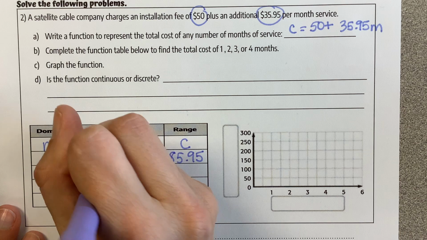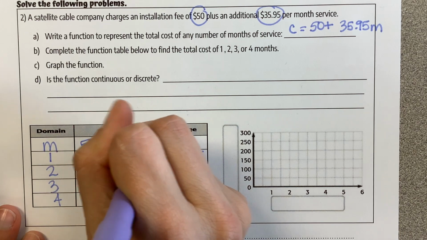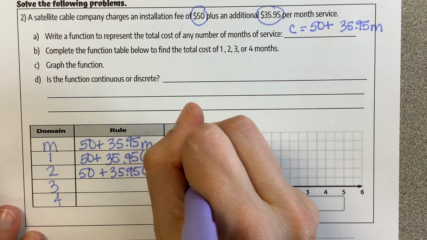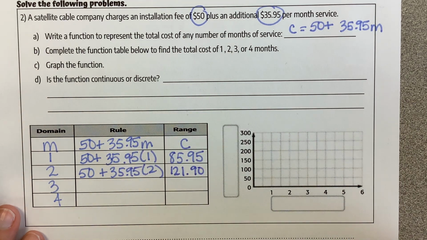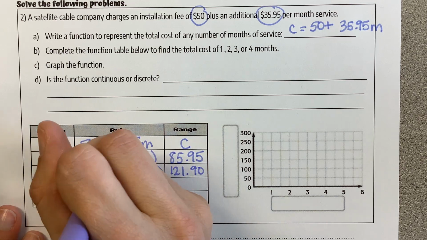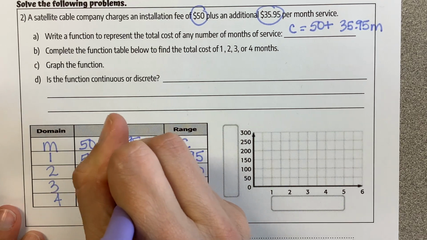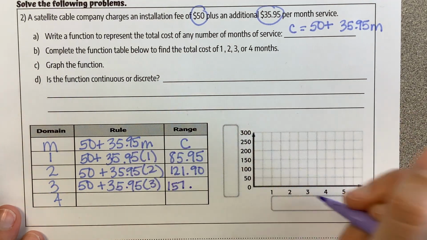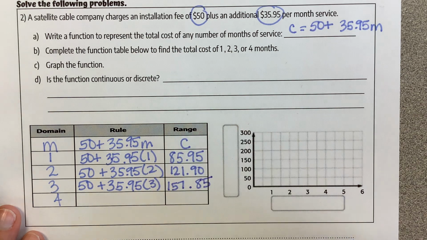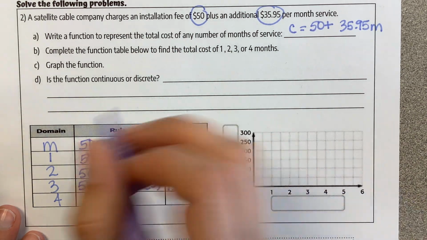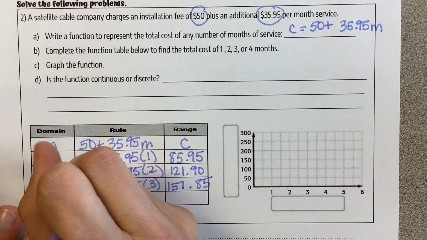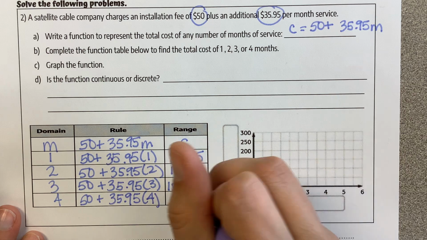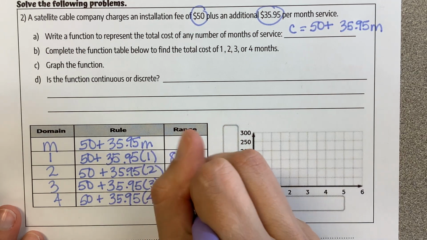For 2, 50 plus $35.95 times 2 months would give you $121.90. For 3, 50 plus $35.95 times 3 months would give you $157.85. And for 4, 50 plus $35.95 times 4 months gives you $193.80.